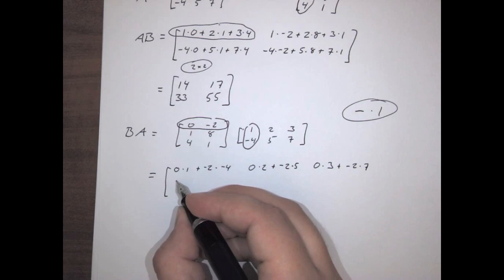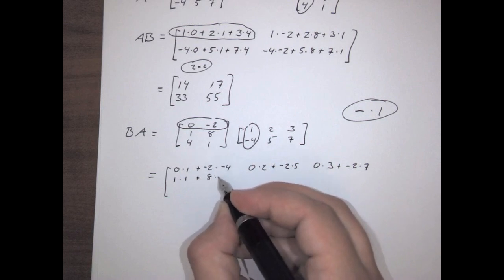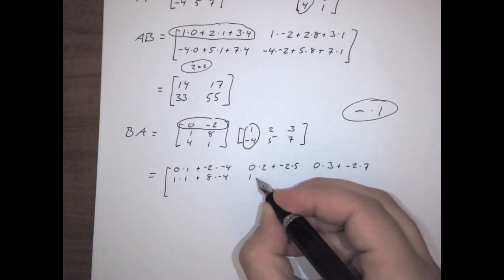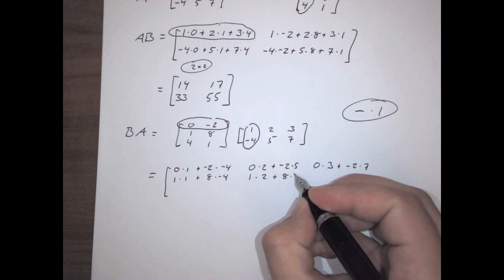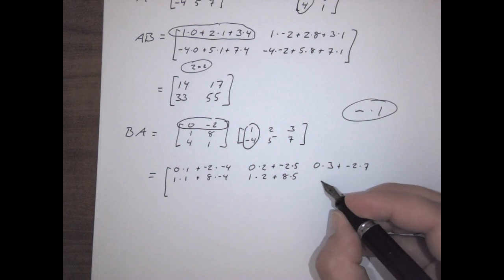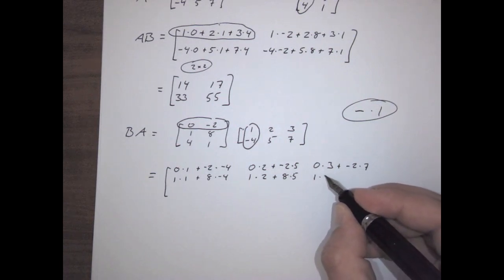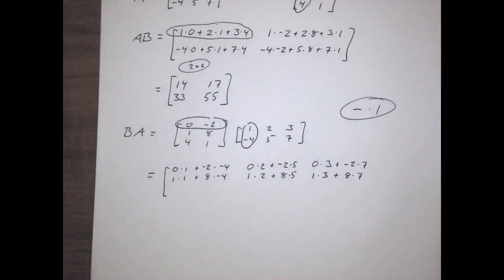Then we repeat, but with the second row. So it's going to be 1 times 1 plus 8 times -4. And then here what we'll have is 1 times 2 plus 8 times 5. So looking at the second column. And then we'll have 1 times 3 plus 8 times 7.